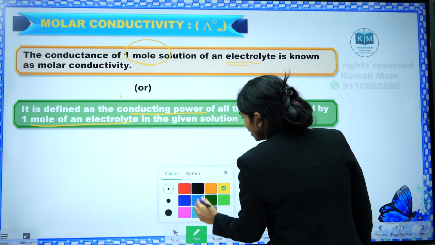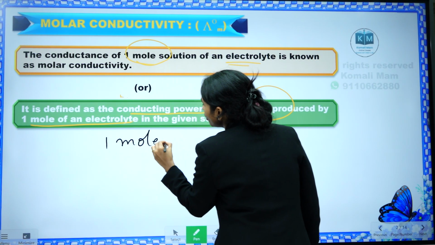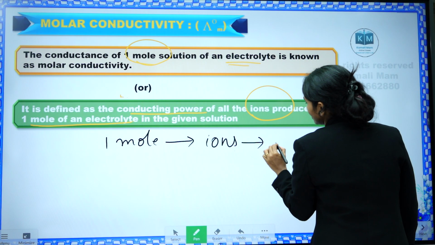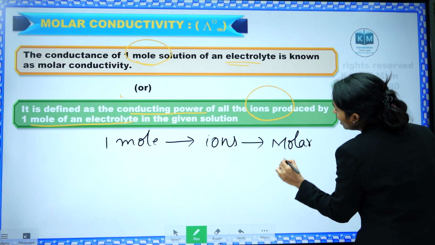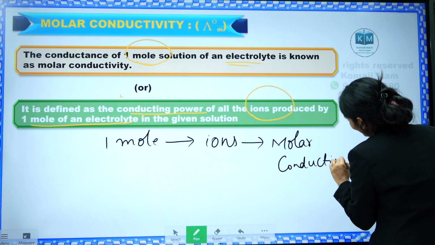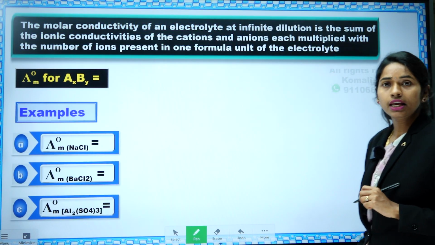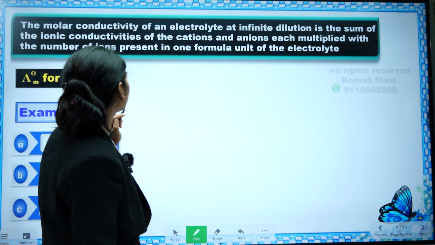1 mole of electrolyte produces ions. These ions conduct. How much it conducts, we call it molar conductivity. It was explained by Kohlrausch, through Kohlrausch law. This topic is from the electrochemistry chapter of class 12.